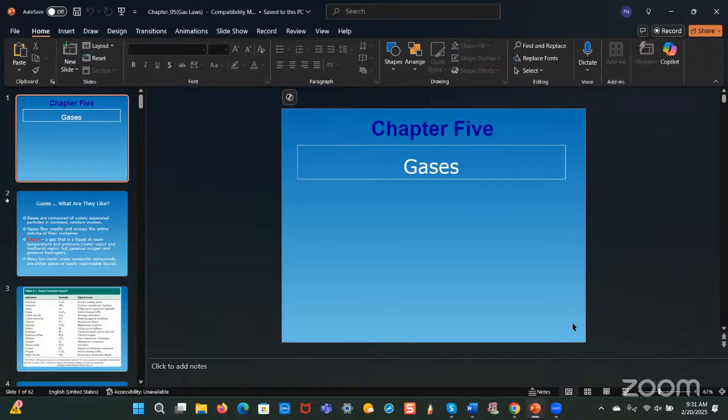All right. So we're finished with chapter 4. And we're going to get into chapter 5, which deals exclusively with gases and what we deal with them, especially when it comes to reactions and so on.